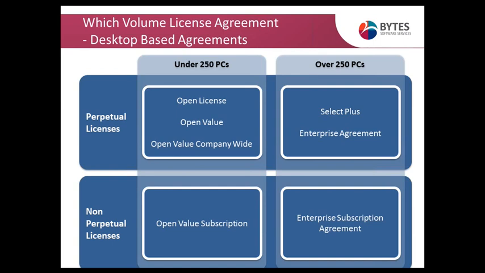We do have organisations of under 250 PCs who do certainly make use of the select agreement, but for enterprise agreements you do need over 250 PCs in order to qualify for them, unless you're a public sector organisation, of which it's 100 PCs. For this session today, we're going to focus in on the right-hand side of the screen. So we're going to talk about Select Plus and the enterprise agreements.